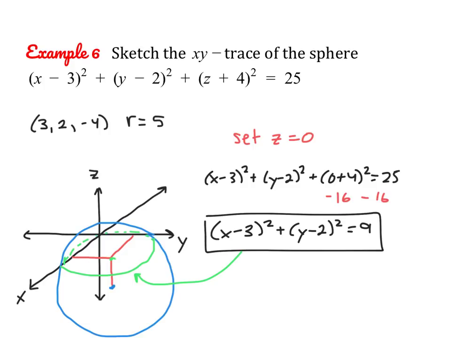Notice that if you compare our original equation to our new equation, the center is directly above our original center of our sphere, but notice that our radius is smaller. That's because we're moving up the sphere, and as we move up the sphere, our radius is going to be slowly decreasing. So here our radius is 9 compared to the original radius of 5.